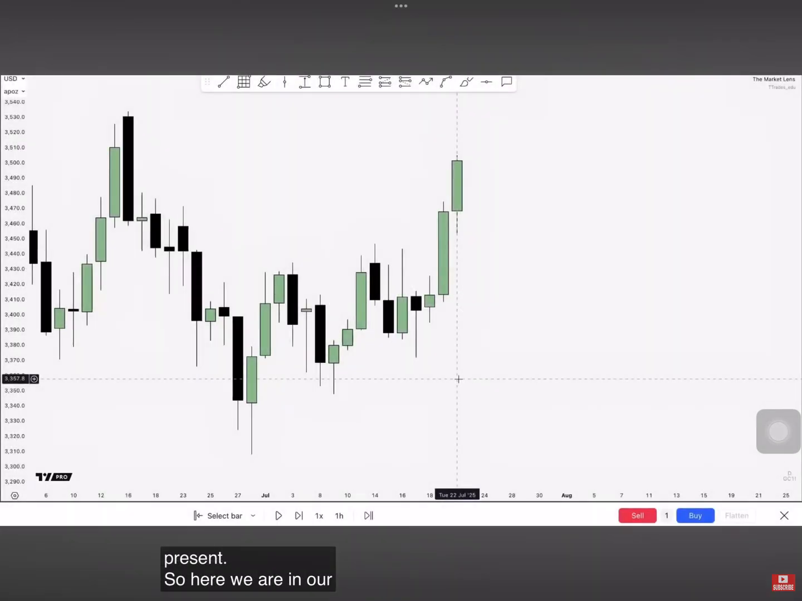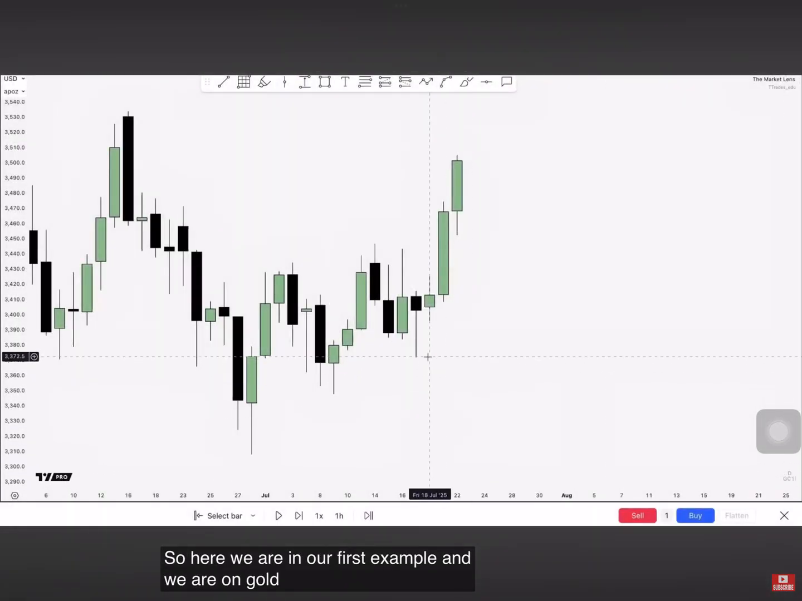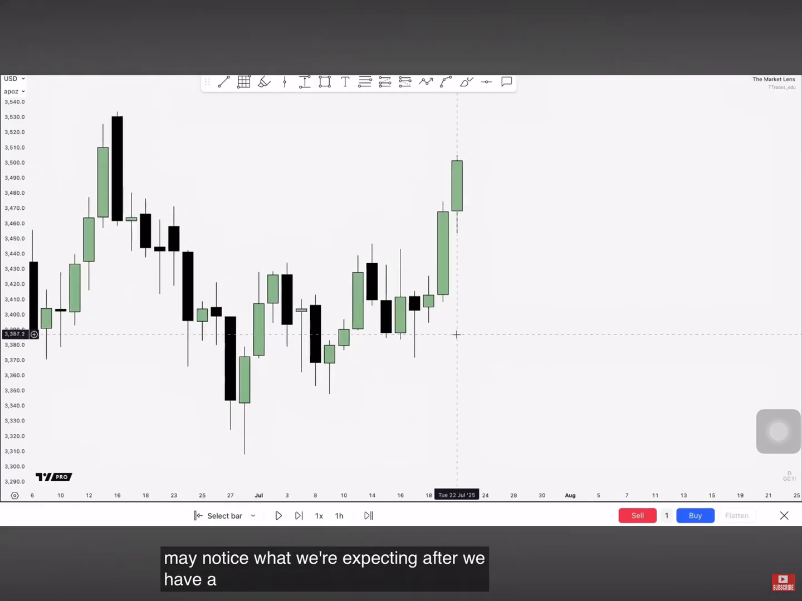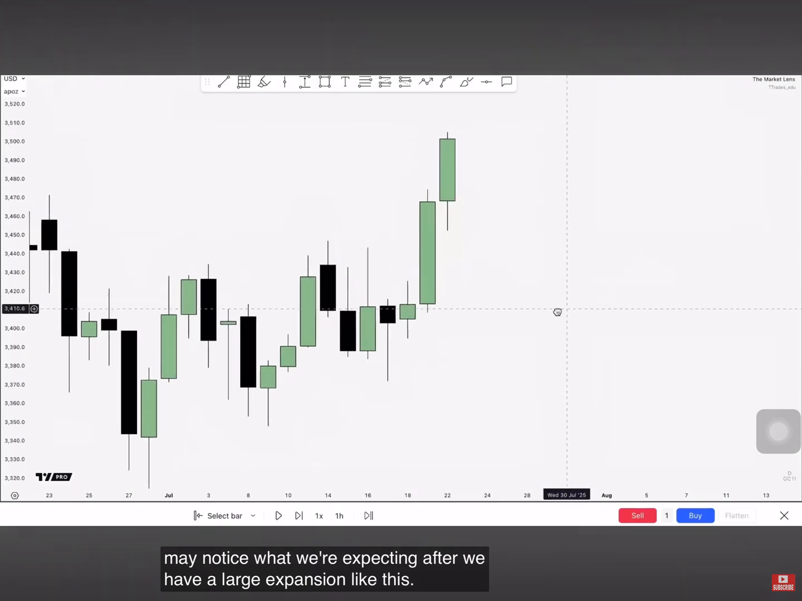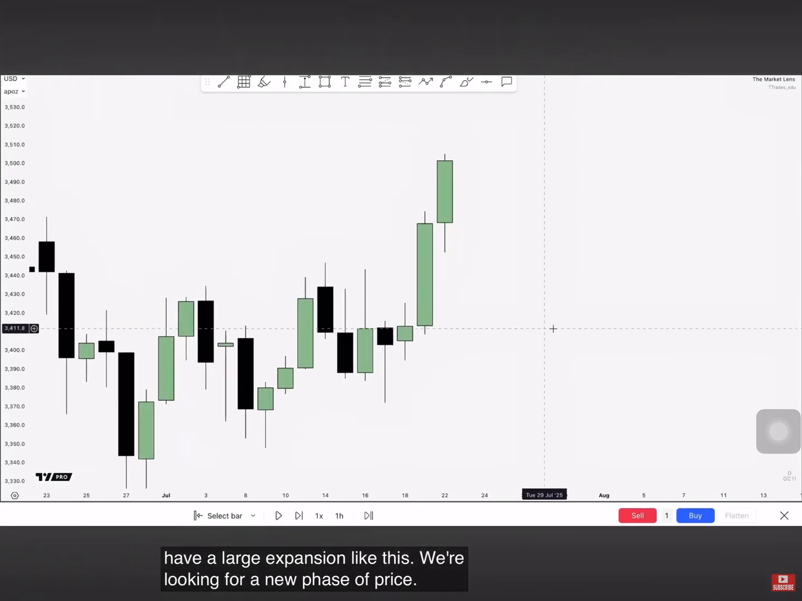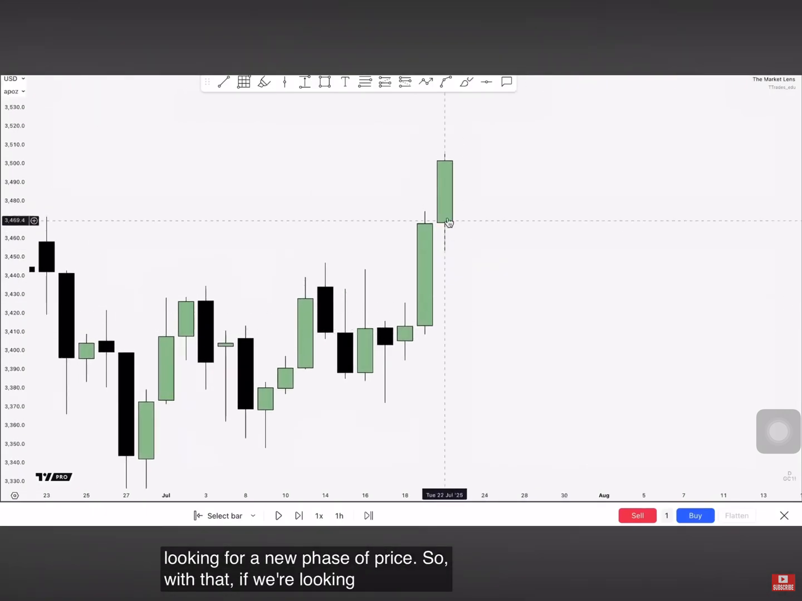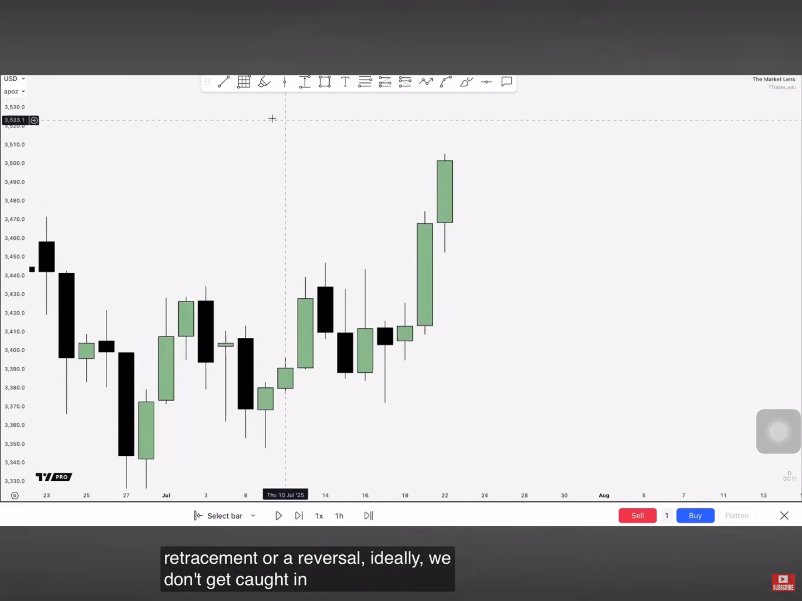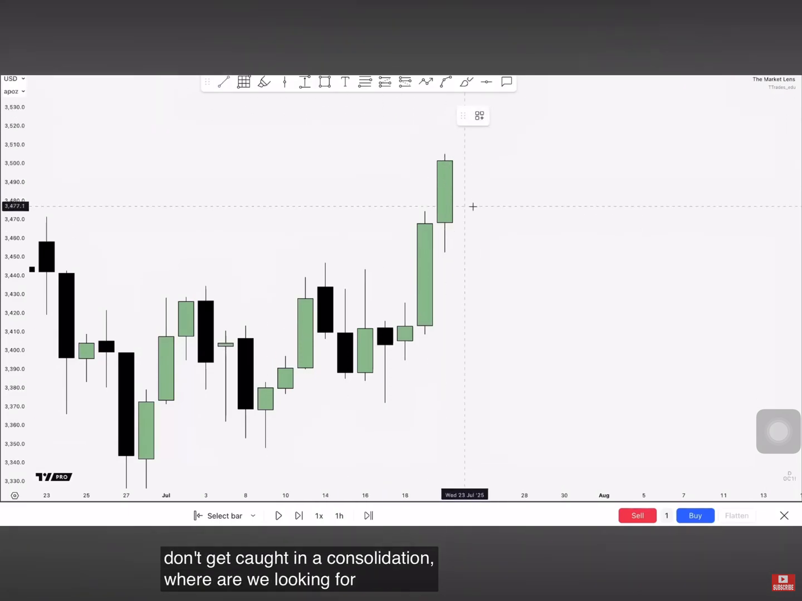Here we are in our first example, and we are on gold daily chart. Now, following my phases of price series, you may notice what we're expecting after we have a large expansion like this. We're looking for a new phase of price. So with that, if we're looking for either a retracement or a reversal, ideally we don't get caught in a consolidation. Where are we looking for that to occur?